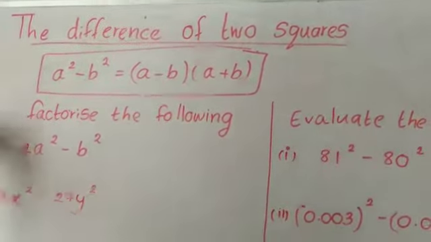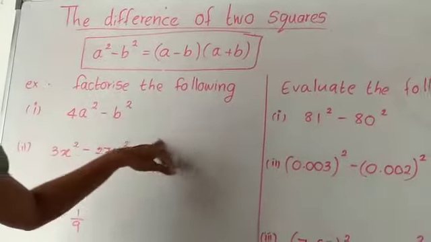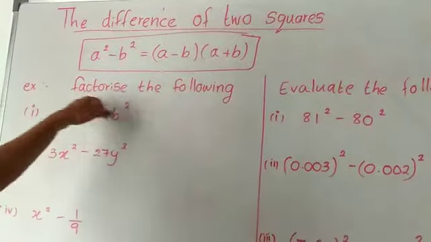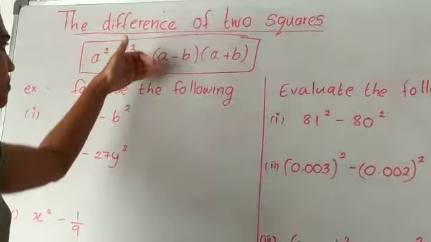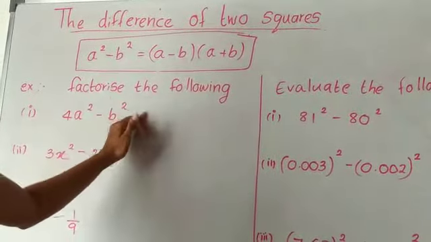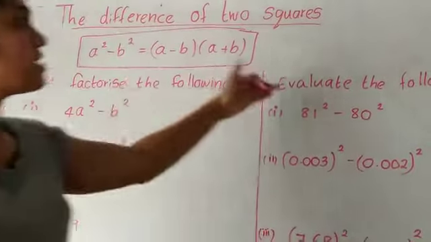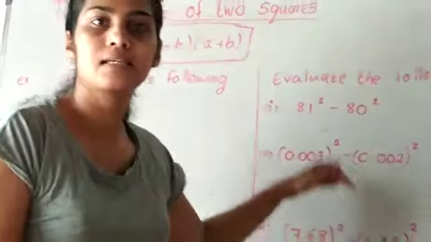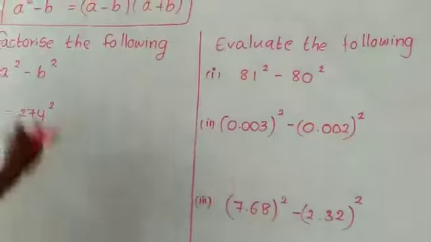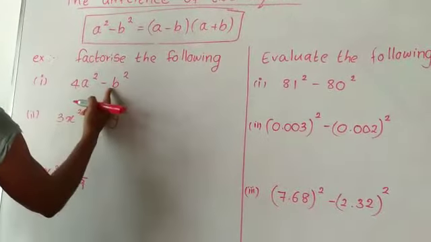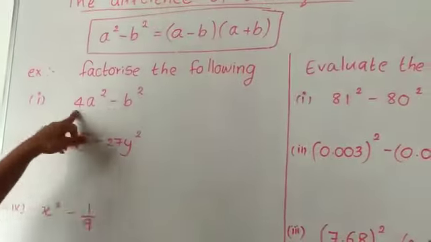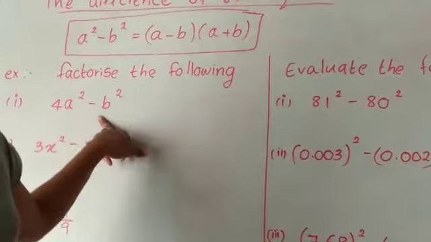Now, first of all, I am going to teach you factorizing. Factorizing means you can use this theorem and simplify it, but you can't get an exact answer. But evaluate means you can get an exact answer. Factorize the following. First of all, I have to check whether all these numbers are square numbers.